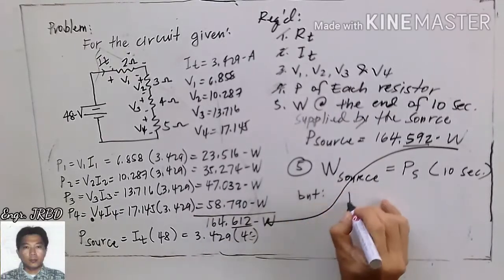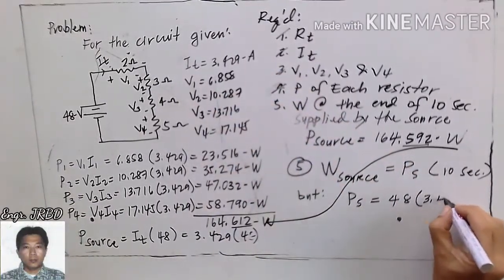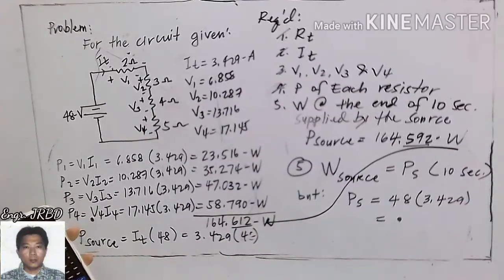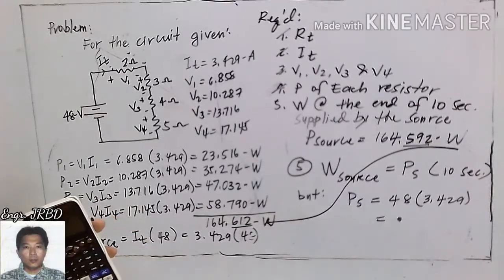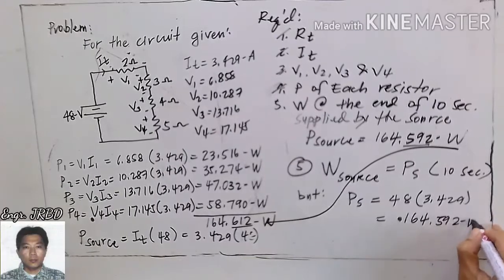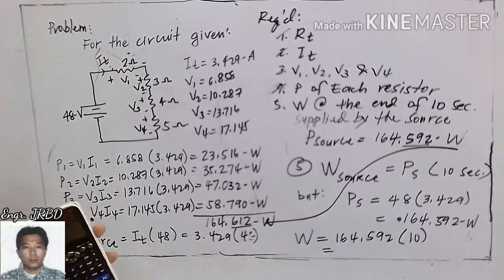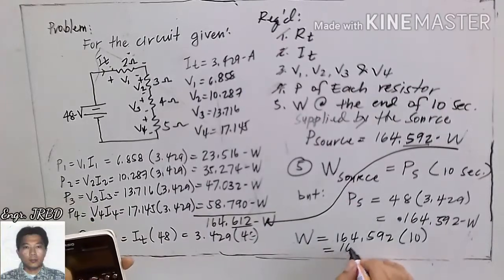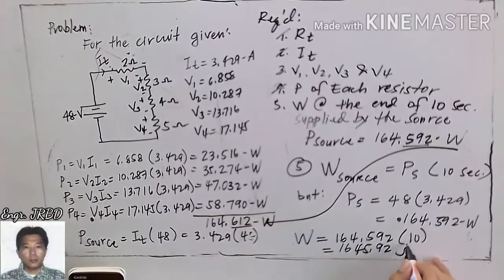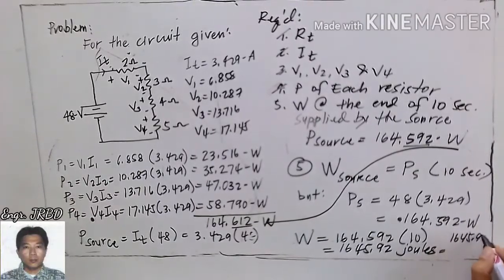What is the power supplied by the source? Power supplied by the source is just the voltage across the source times the total current of 3.429, and that is 164.592 watts. So if we now compute for the energy supplied by the source, that will be 164.592 times 10 seconds, which is 1645.92 joules. Or in terms of electrical quantities, this is 1645.92 watt-seconds.